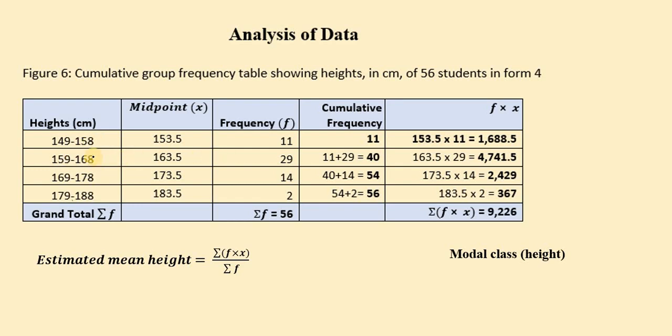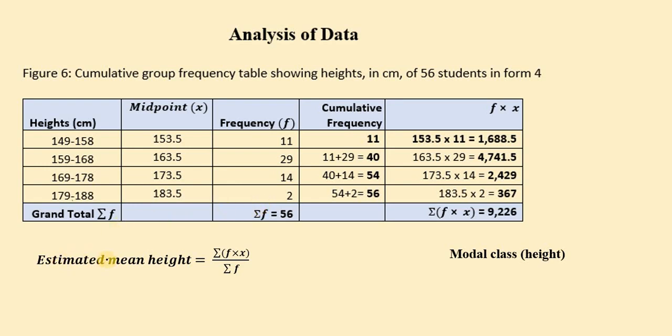In this class interval, 159 to 168, we have 29 students. In this category, or class interval, we have 14 students. And in this one, we have 2 students. Okay, but let's get straight to the problem.